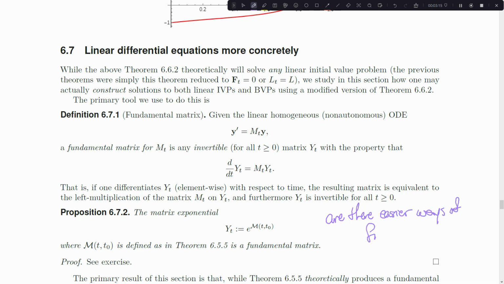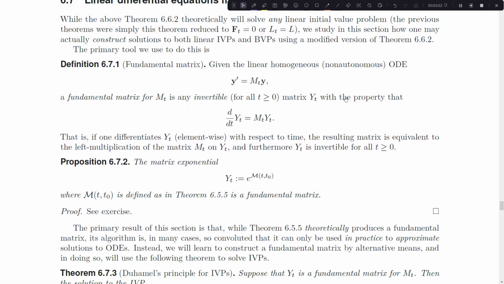are there easier ways of finding capital Y sub t than this e to the script M t0 from the Magnus expansion? Because if there are easier ways of finding it, even for these non-autonomous problems that seem a little bit tricky on the surface with the Magnus expansion, if we just attack the problem with some standard handwritten math, then we're actually going to gain a better result faster. So that's the point of this section, to handle those tricky ones.